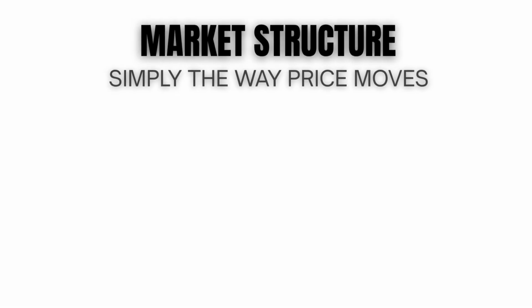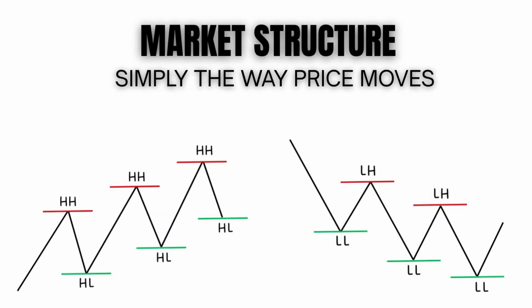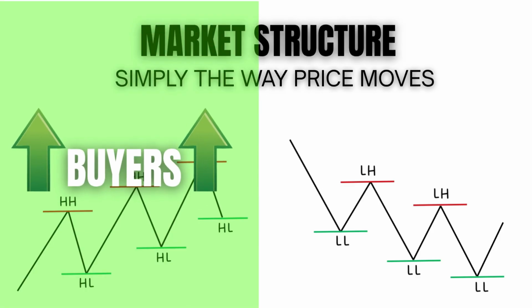Market structure is simply the way price moves. It moves in waves. It pushes up, it pulls back, it pushes up again, or it pushes down, pulls back up slightly, then pushes down further. Those waves create a sequence of highs and lows. And that sequence tells you everything about who is in control of the market, the buyers or the sellers.